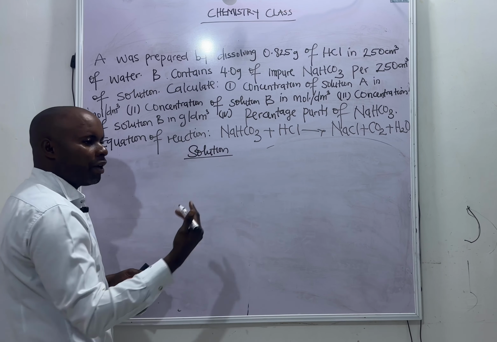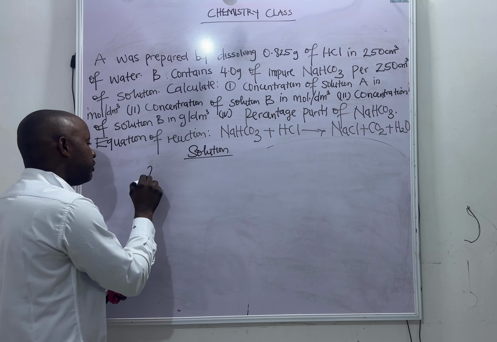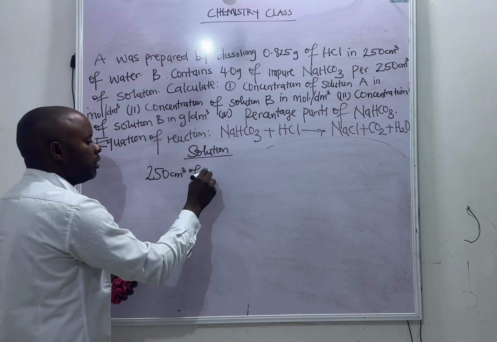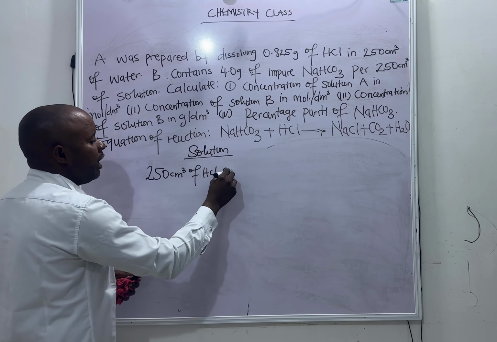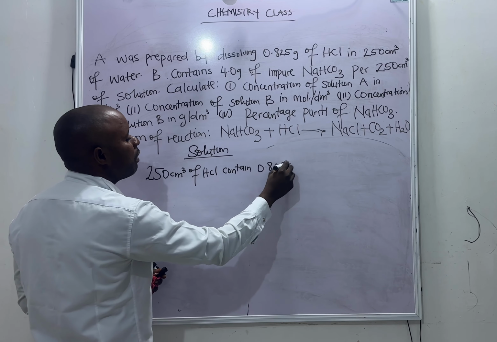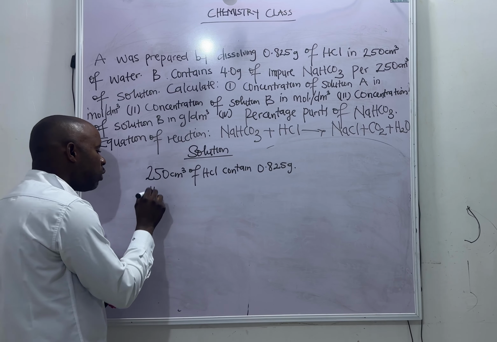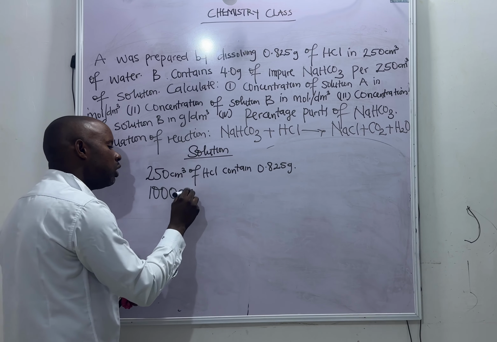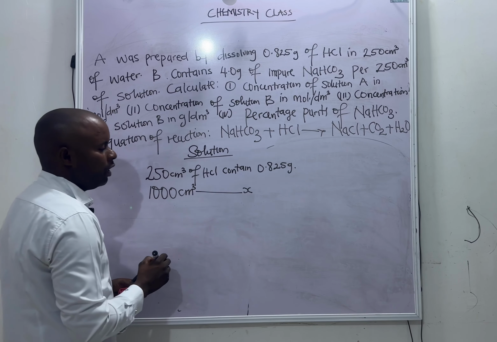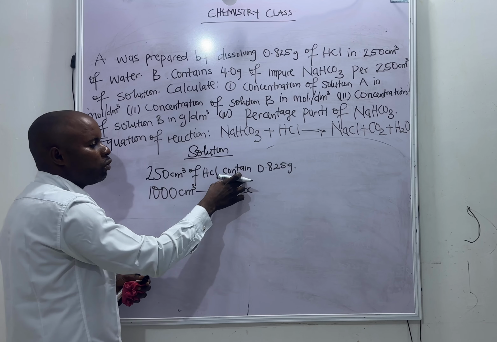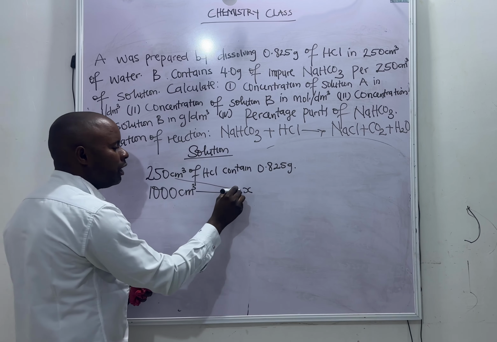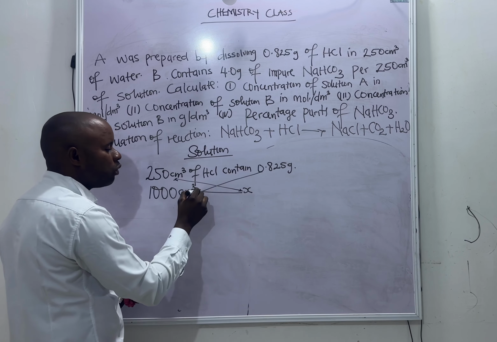Okay, that is to say whatever we are looking for should be at the right hand side. We say if 250 cm cube of HCl contains 0.825 gram, how much more is 1000 cm cube, so that we convert it to dm cube? We say this will give us S, so that we know the mass concentration of this solution in gram per dm cube. So we are going to make a relationship. This will cross multiply, this will come this way.